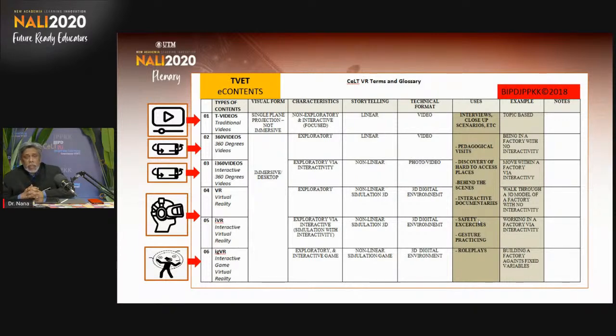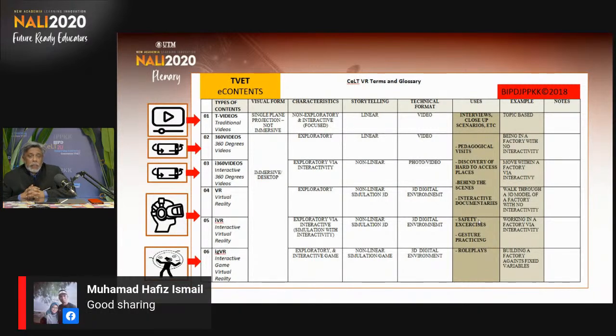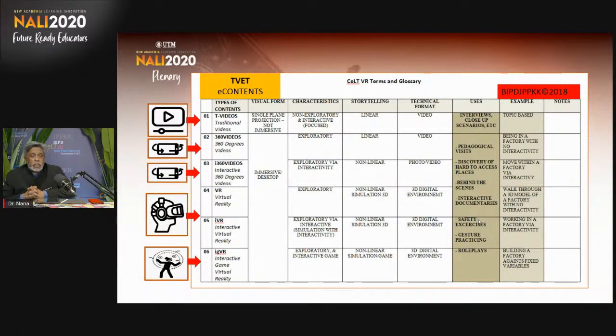Now you have seen them throughout your studies, and they've been very popular for the past few years, but it's changing. The storytelling is very much in a linear form, and its technical format is very much videos. We use it for interviews, for close-up scenarios, and so on. So even though we are going on with the emerging technologies, the role of the traditional videos is still here to stay. It has its strength, and we are still producing lots and lots of traditional videos.